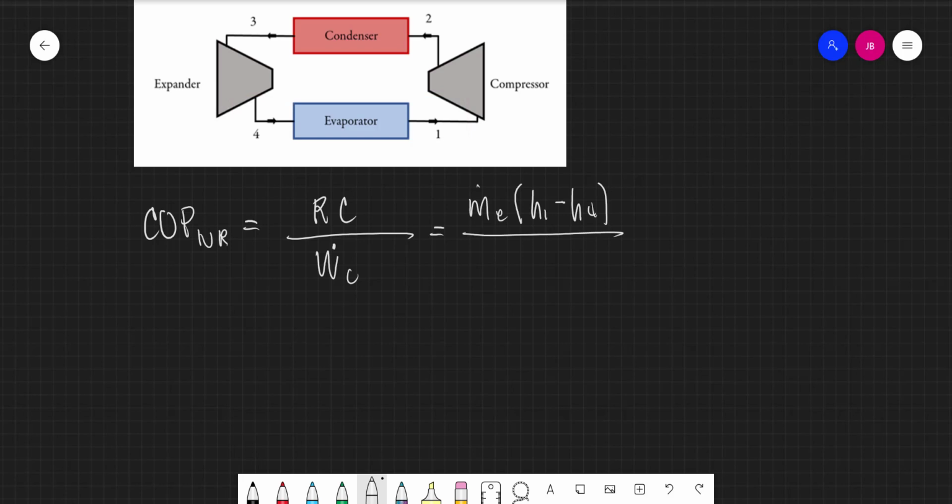Of course, this is divided by the power input in the compressor, which is just the mass flow of the refrigerant at the compressor multiplied by H2 minus H1, which is the enthalpy change in the compressor. So, alam natin na yung mass flows ng refrigerant sa evaporator at sa compressor ay parehas lang. So, these two terms will cancel out. So, this requires us to solve H1, H2, and H4.